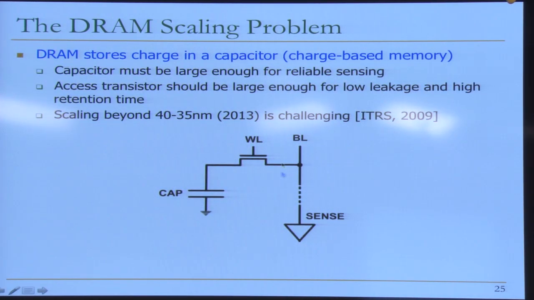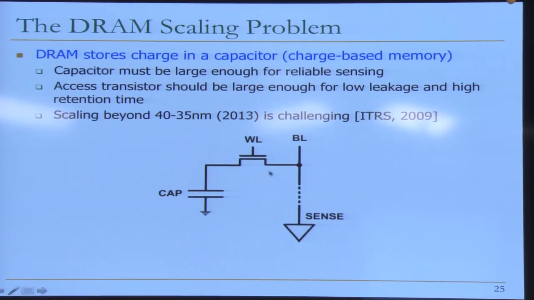And you already know that DRAM stores charge in a capacitor. It's really charge-based memory. This capacitor must be large enough for reliable sensing. And this access transistor should be large enough for low leakage and high retention time, because this capacitor actually leaks through this RC path. That's why you need to refresh it. And if this capacitor is too small, it becomes more vulnerable to reliability issues. It becomes more vulnerable to noise. And it becomes more leaky also.